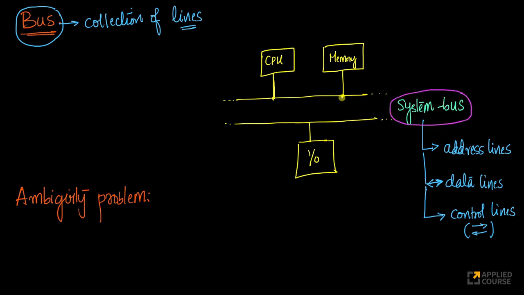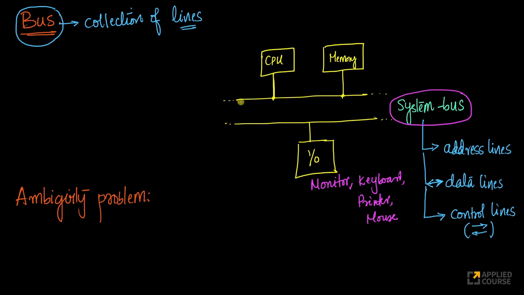Now if you think about it, look at this. This is your CPU, this is your main memory. These are your input-output devices, right? There could be multiple input-output devices. For example, you could have a monitor, which is an output device. You could have a keyboard, which is an input device. You could have a printer, which is an output device. You could have a mouse, which is an input device. So you could have multiple input-output devices connected to the same computer, right?